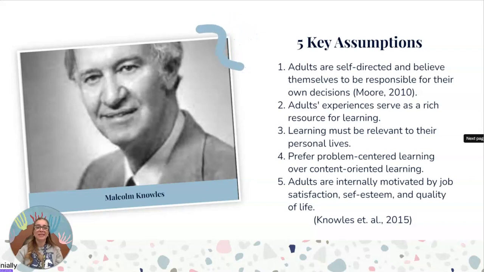Malcolm Knowles, a pioneer in this field, identified 5 key assumptions about adult learners. First, adults develop a self-concept of being responsible for their own decisions and are self-directed. Second, adults bring a wealth of experience that serves as a rich resource for learning. Third, adults are ready to learn things that are immediately relevant to their personal and professional lives. Fourth, adults have an orientation to learning that's problem-centered rather than content-oriented.